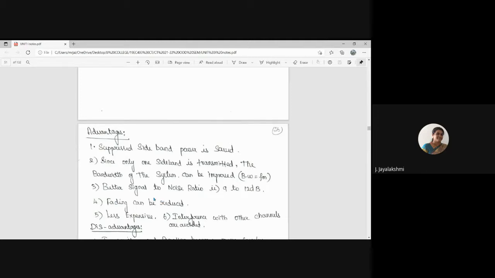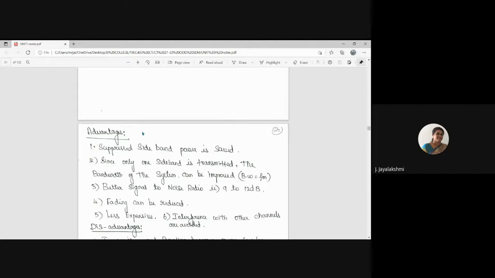And due to this, you have a better signal to noise ratio, about 9 to 12 dB. Fading can be reduced. What do we mean by fading? If the distance increases, the signal strength reduces, so the receiver can't receive the signal properly. The signal strength deteriorates as the distance increases. This process we call fading.